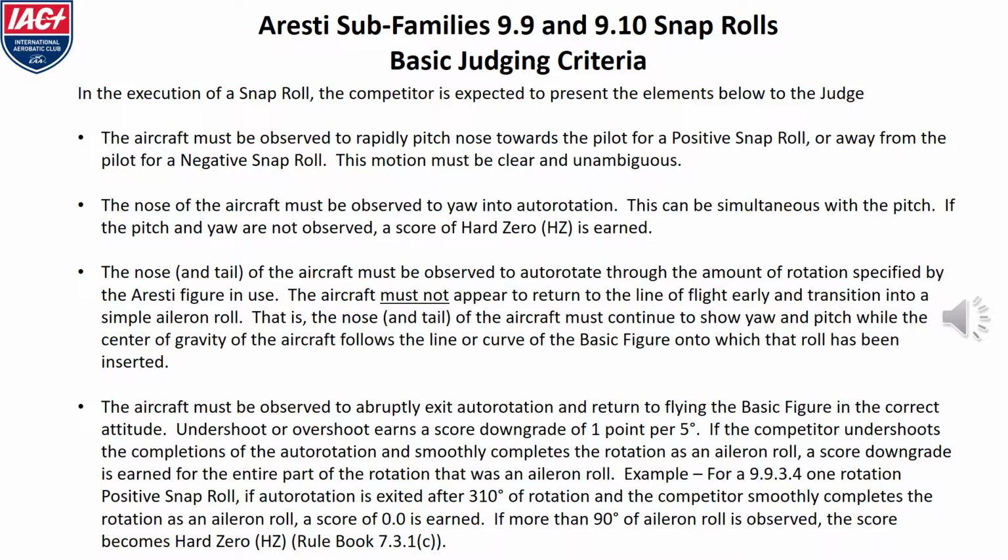The aircraft must be observed to abruptly exit auto rotation and return to flying the basic figure in the correct attitude. Undershoot or overshoot earns a score downgrade. If the competitor undershoots the completion of the auto rotation and smoothly completes the rotation as an aileron roll, a score downgrade is earned for the entire part of the rotation that was an aileron roll. And if more than 90 degrees of aileron roll is observed, the score becomes an HZ.